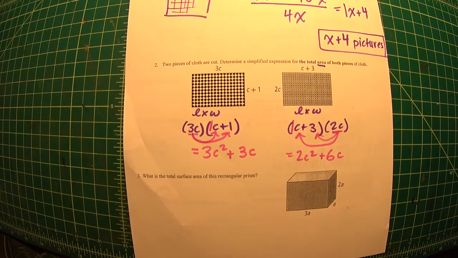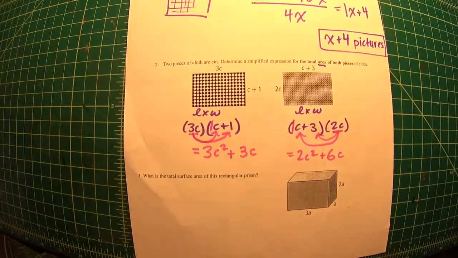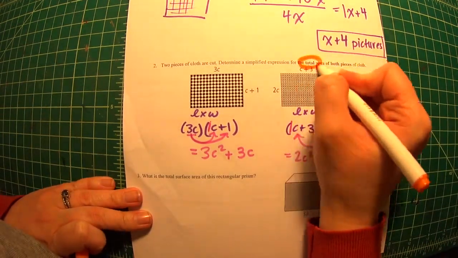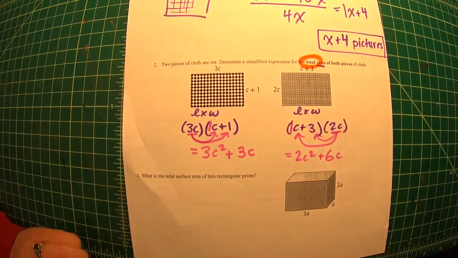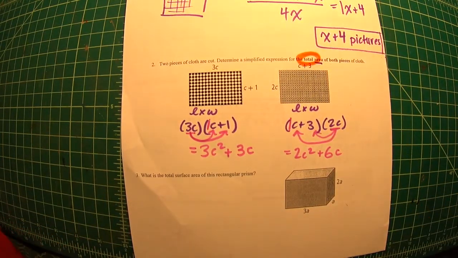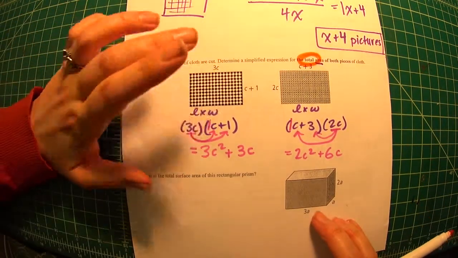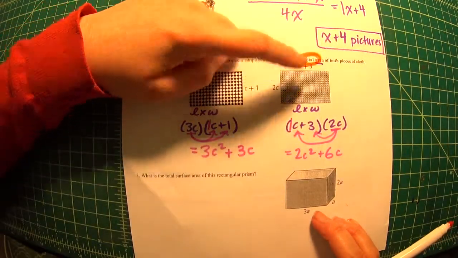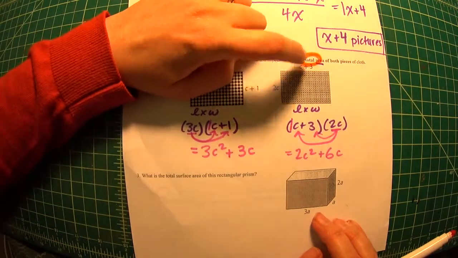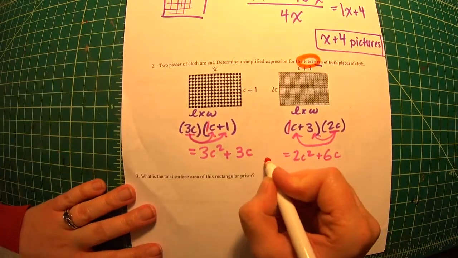Okay, but I'm not done yet. The reason is because it asks for the total area of both pieces. As soon as you see the word total, you know we're talking about addition. So I have the area of the checker cloth, I have the area of both of them, but I need the total. So that means I need to add these two up.